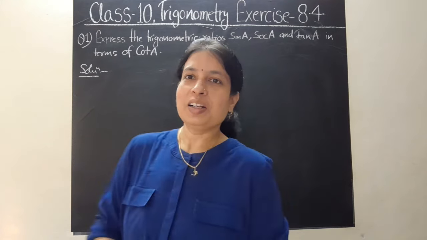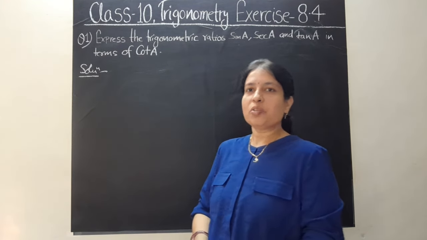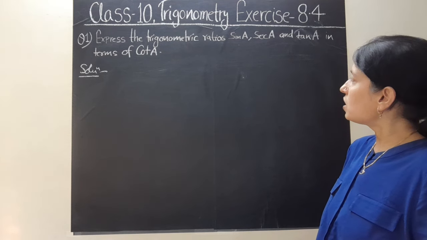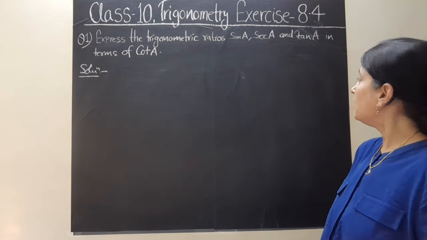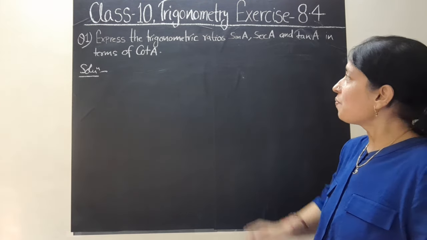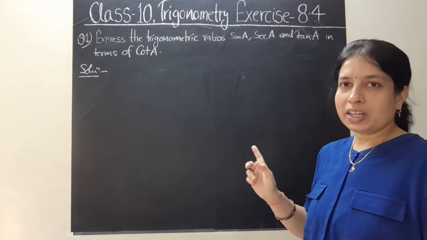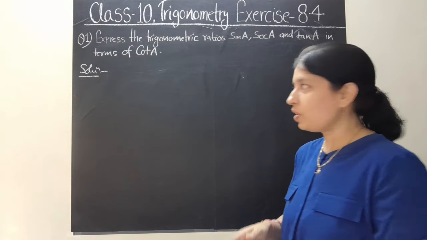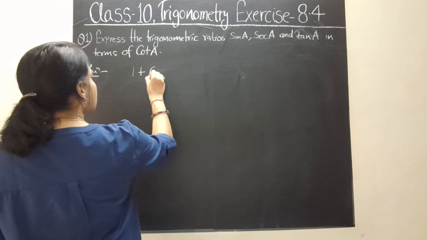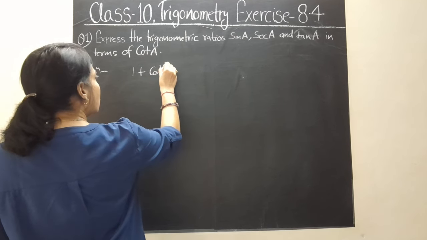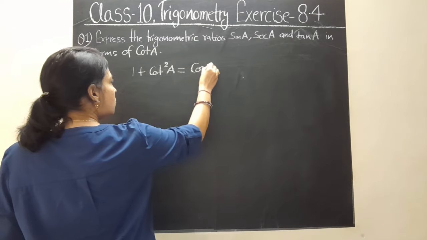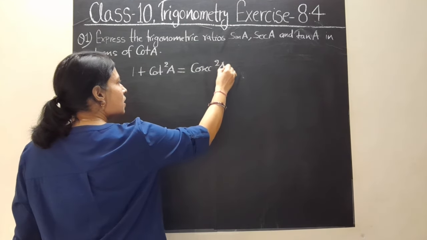So let us start exercise 8.4. Our first question is: express the trigonometric ratios sin A, sec A and tan A in terms of cot A. Here we know that 1 plus cot square A is equal to cosec square A.